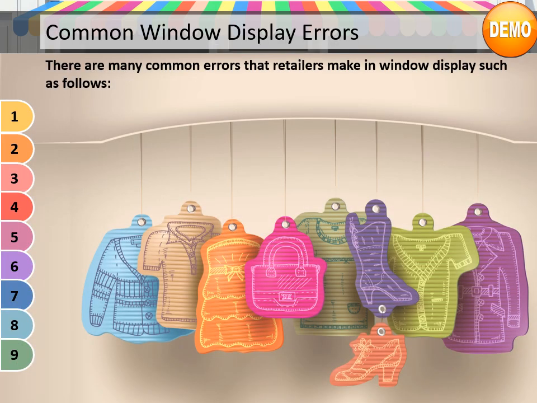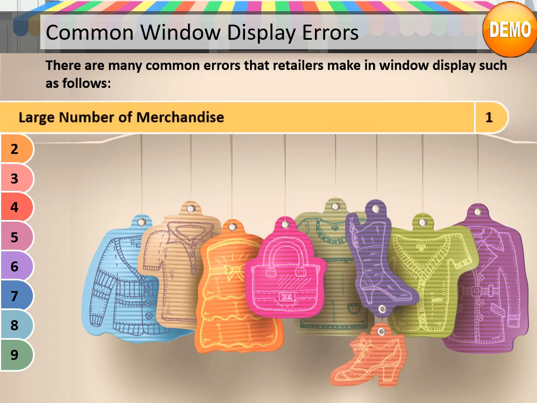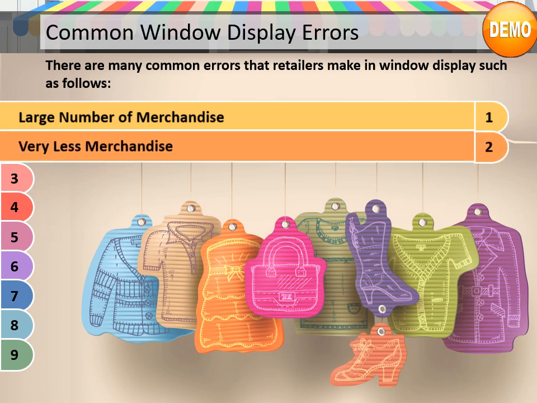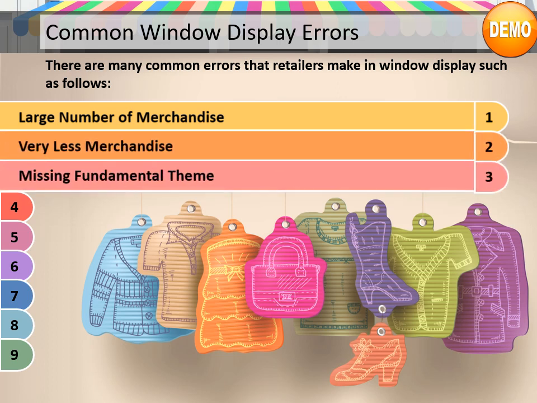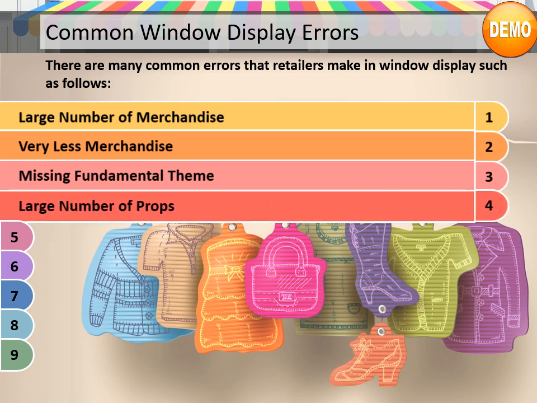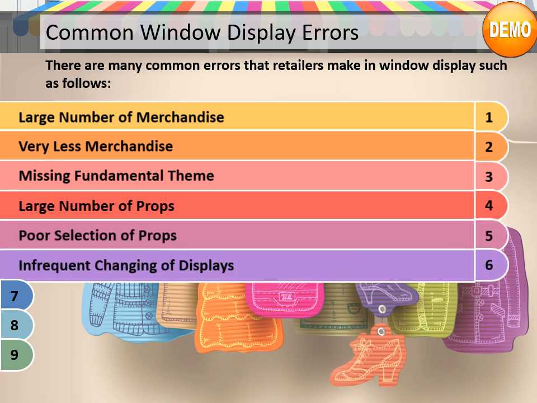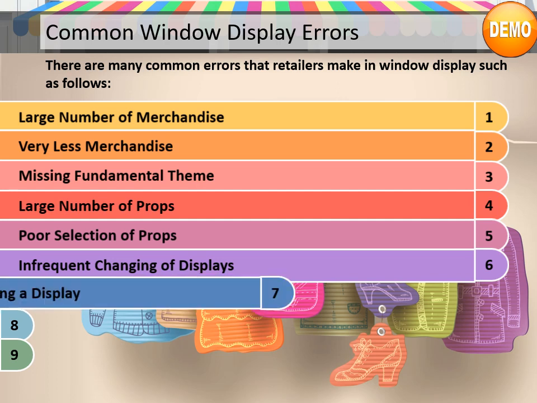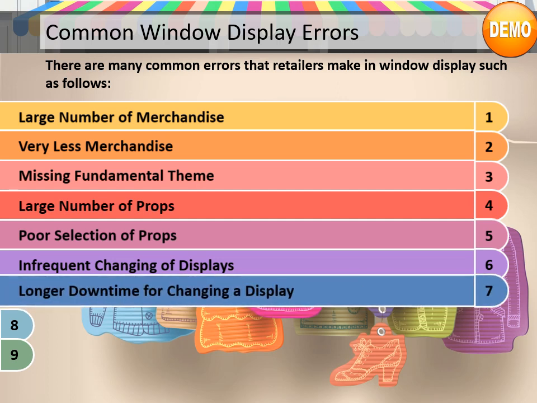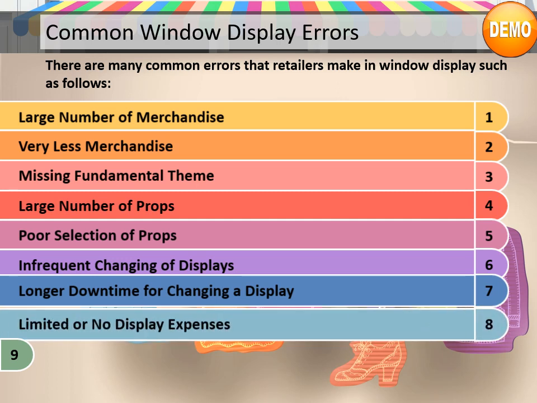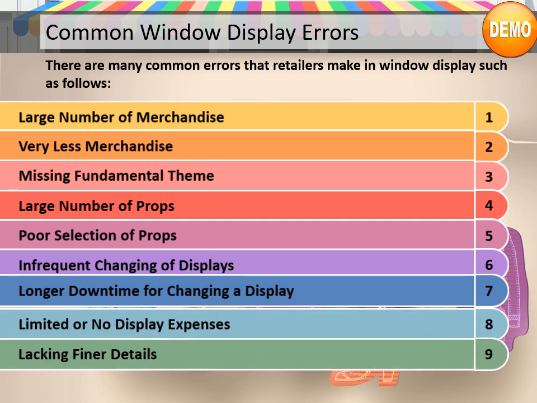There are many common errors that retailers make in window displays, such as the following. Number 1, large number of merchandise. Number 2, very less merchandise. Number 3, missing fundamental theme. Number 4, large number of props. Number 5, poor selection of props. Number 6, infrequent changing of displays. Number 7, longer downtime for changing a display. Number 8, limited or no display expenses. Number 9, lacking finer details. Let's now look at each one of them in detail.